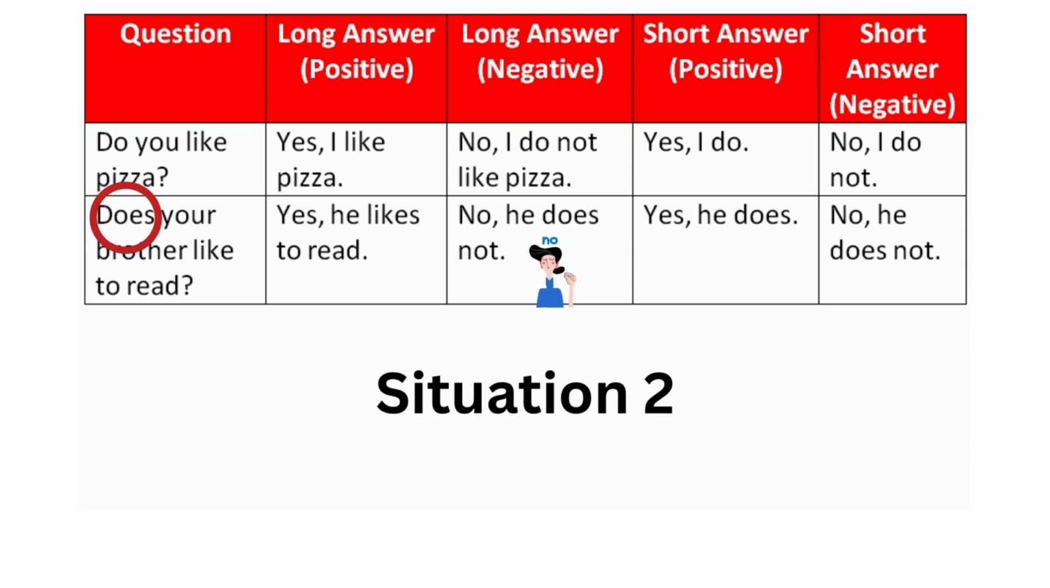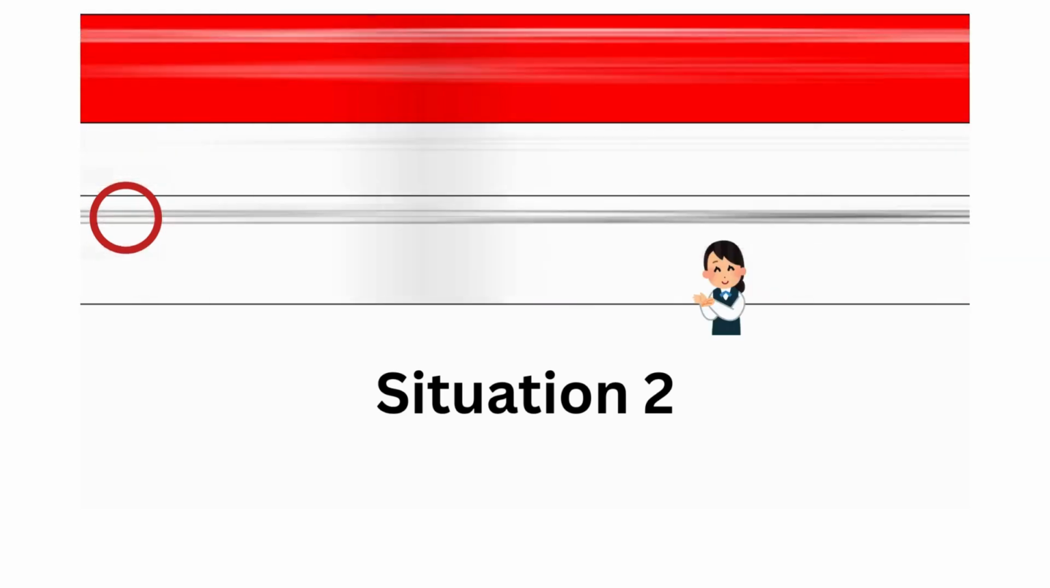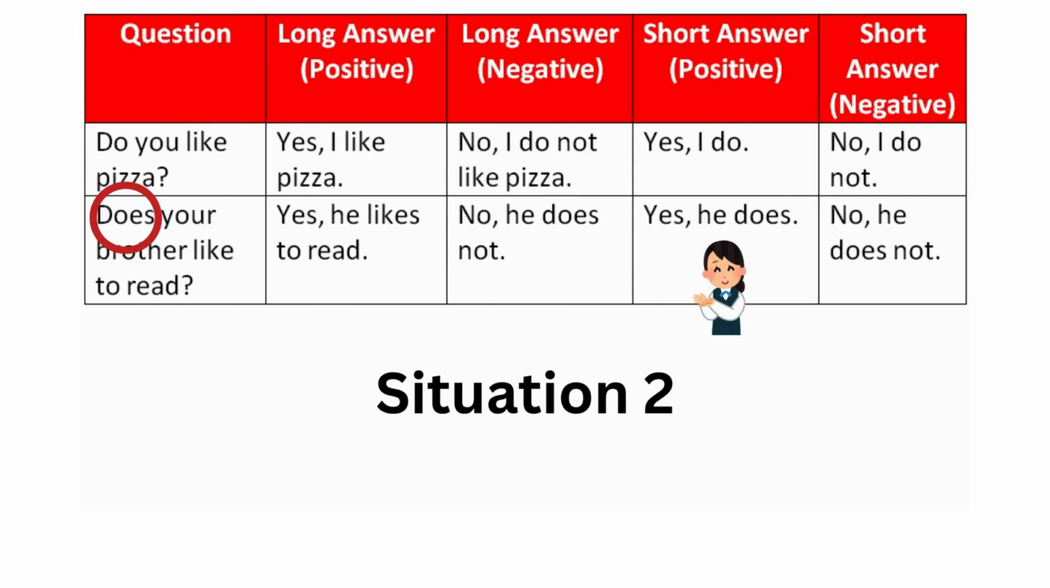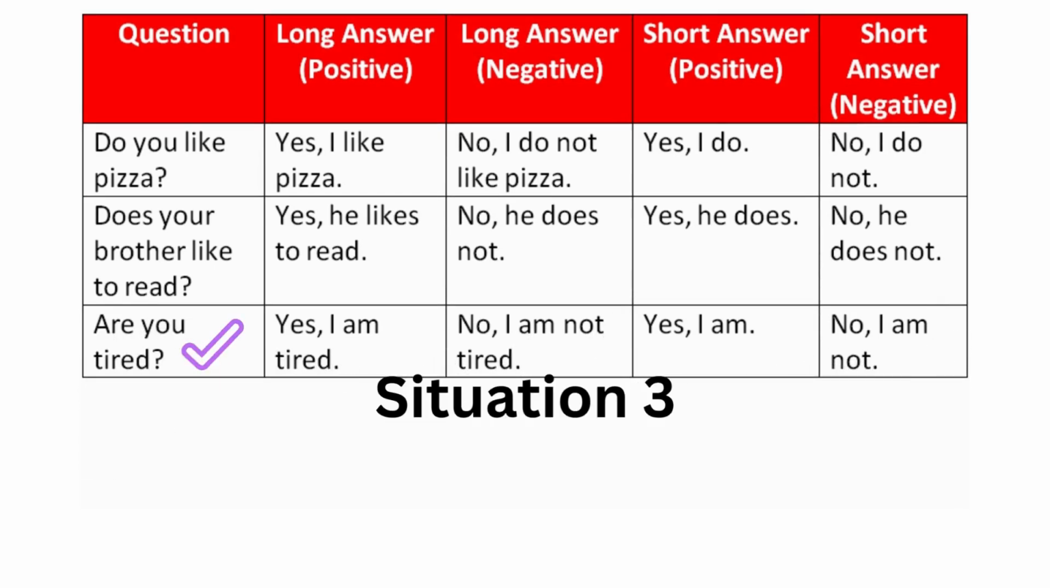The positive answer is, instead of yes, he likes to read, you can say yes, he does. And in negative answer, instead of no, he does not like to read, you can say no, he doesn't. Again, in this situation, the first word from the question is the main short answer, does. The next situation is using is, am, are.